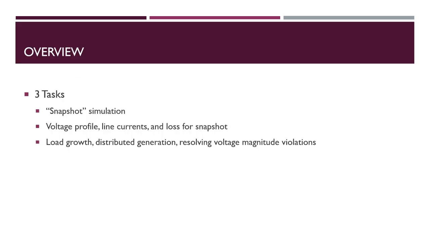So one last reminder of why we're all here. We had 3 tasks for this distribution system planning. The first one was a snapshot simulation to get an overview of OpenDSS and how it functions. The next task was to provide a voltage profile along with currents for each line segment and losses for the entire feeder in the snapshot mode. And lastly was to switch to the 24-hour daily mode simulation. From there, we were to determine the sustainable load growth percentage, then implement distribution generation in the form of PV panels, and then from there we had to resolve voltage magnitude violations.